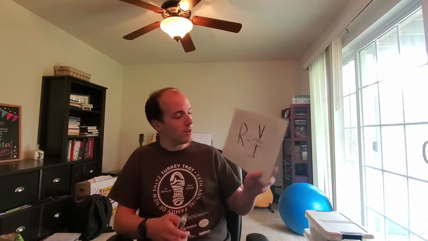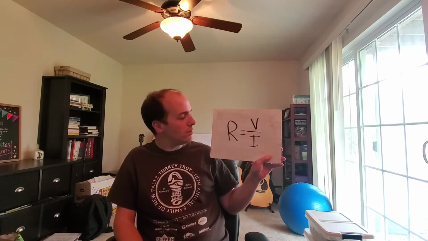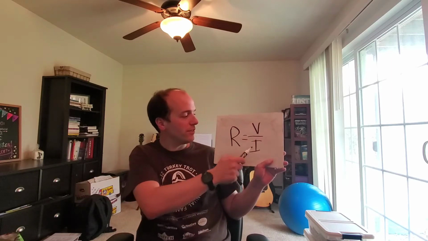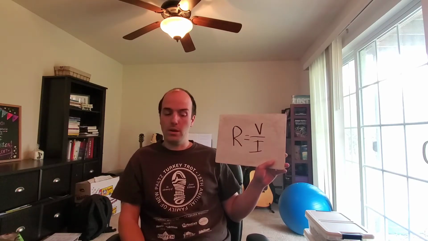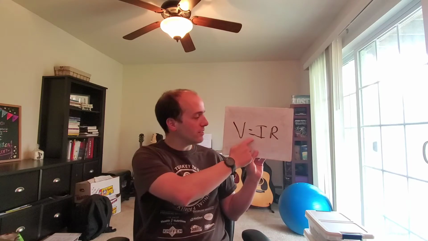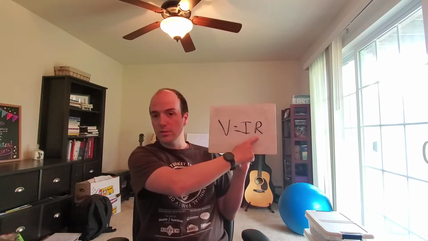We have R equals V divided by I. Resistance equals electric potential difference divided by current. Okay. Now, you may have also seen this same equation some other time in your life looking like this. V equals IR. Electric potential difference equals current times resistance.